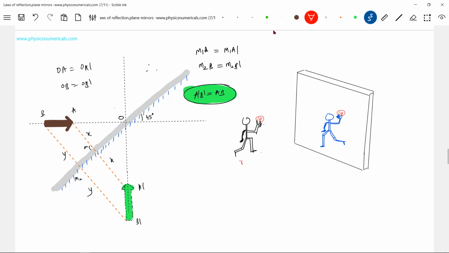Now there's a real person. There's a person. There's a plane mirror. And there's, what is this? This one is the image.